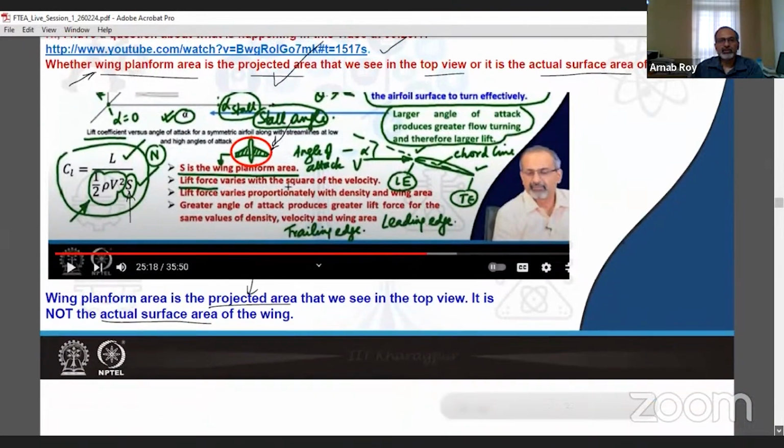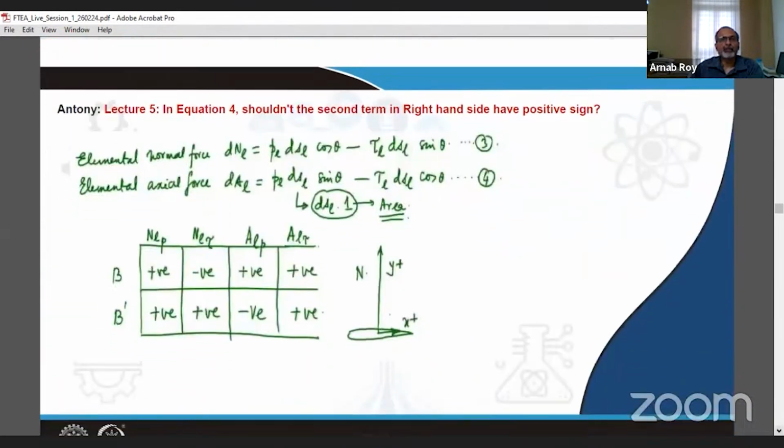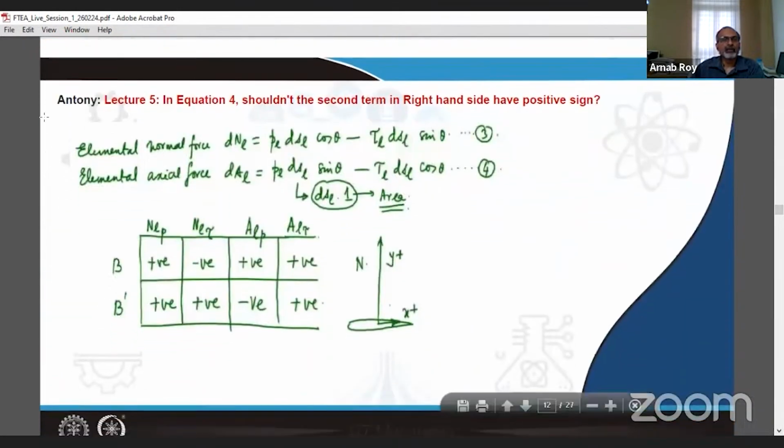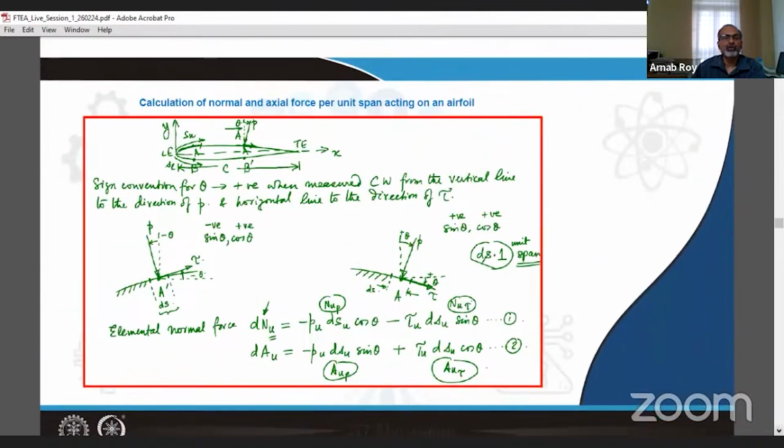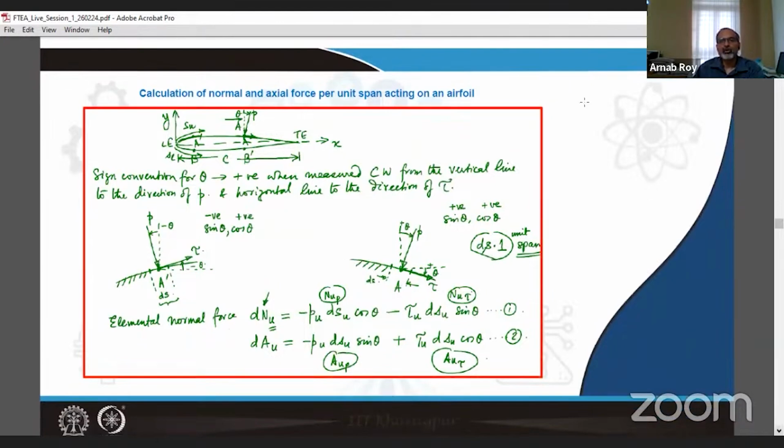This was the next question. Let's move on to the question raised by Anthony in lecture 5. In equation 4, shouldn't the second term on the right-hand side have a positive sign? So we'll try to work this out, for which we need a slightly detailed recap of what the question is about. We need to talk about, first of all, the nomenclature that we have used over here.